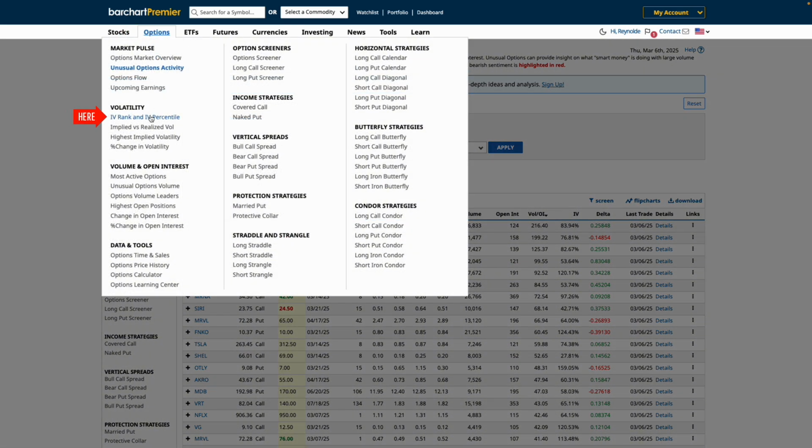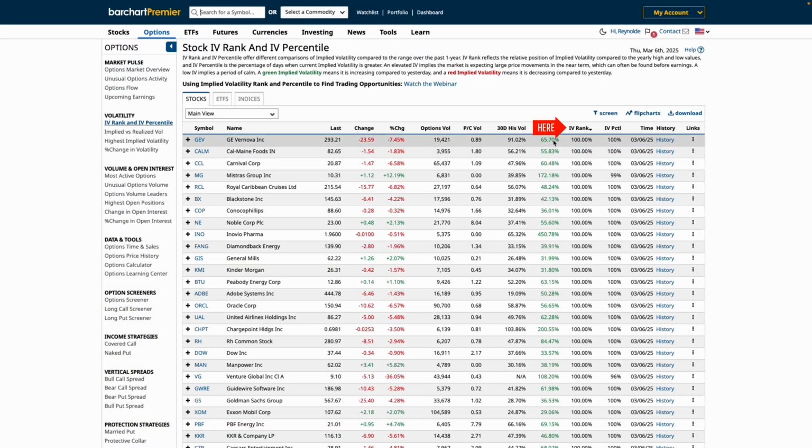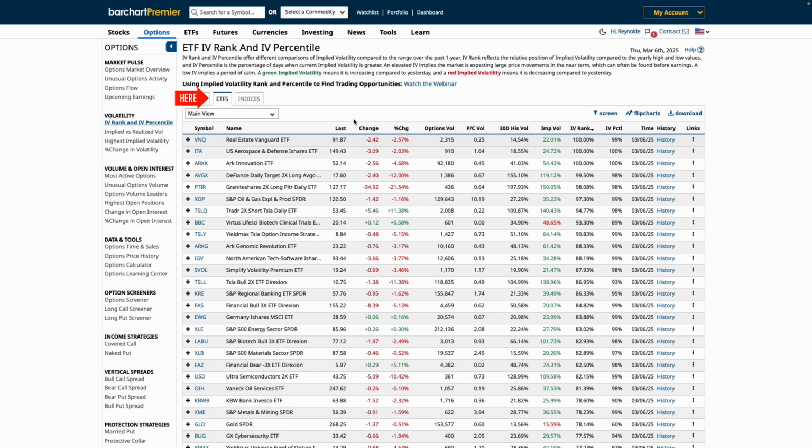Another tool for options traders is volatility. IV rank and IV percentile analyze implied volatility to gauge market expectations. IV rank tells traders if an asset's implied volatility is high or low relative to its past levels, which helps option traders with their timing for stocks, ETFs, and indices.